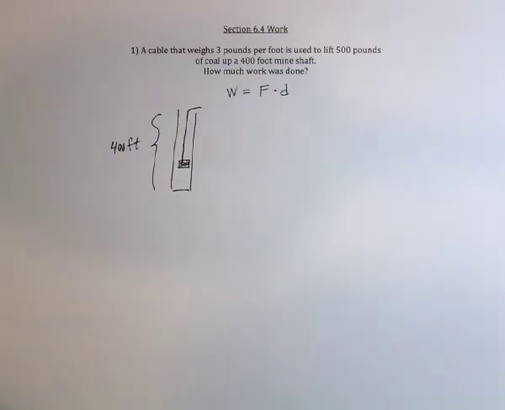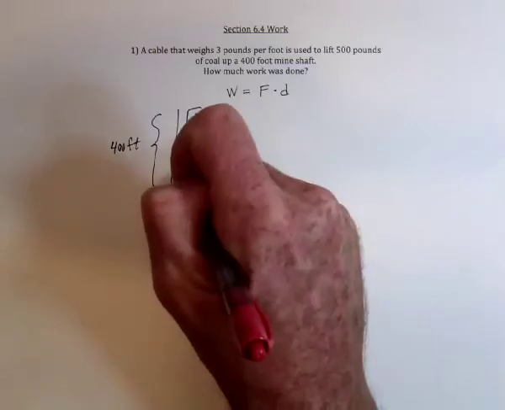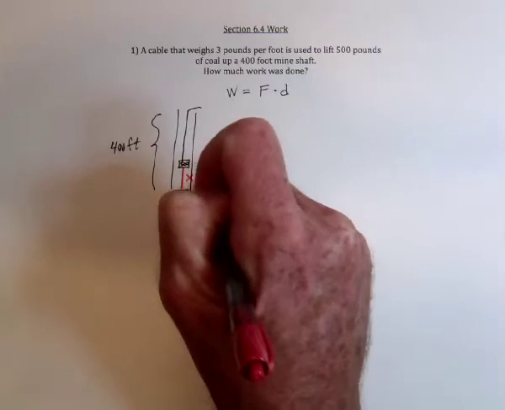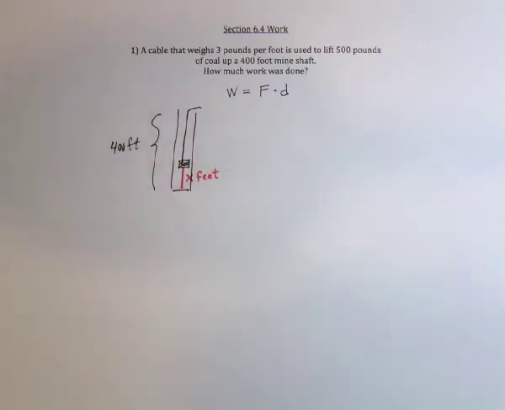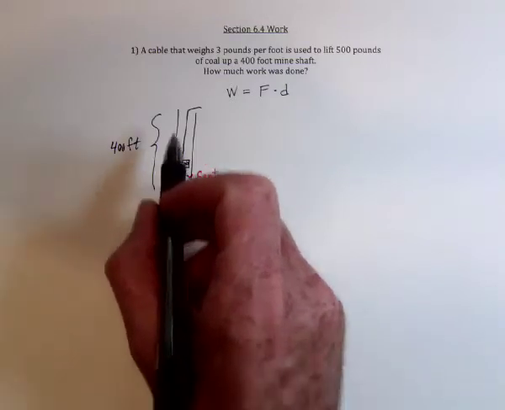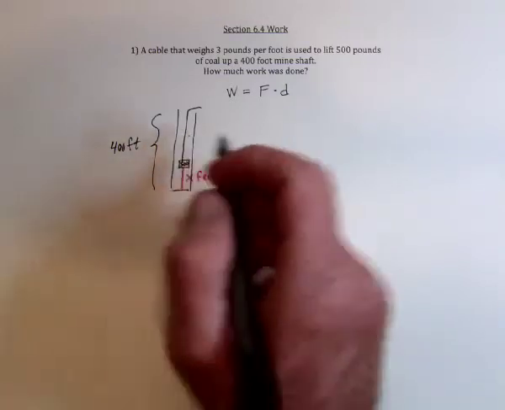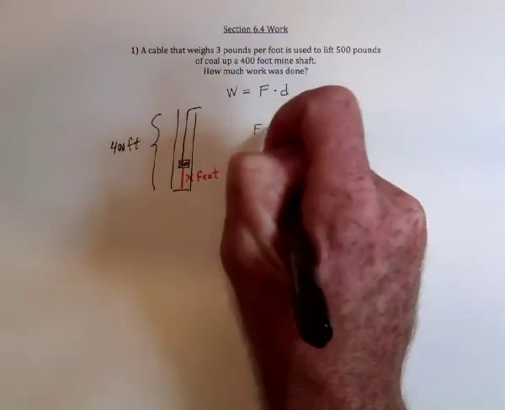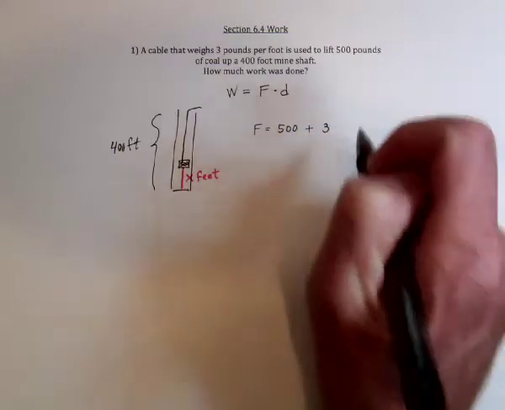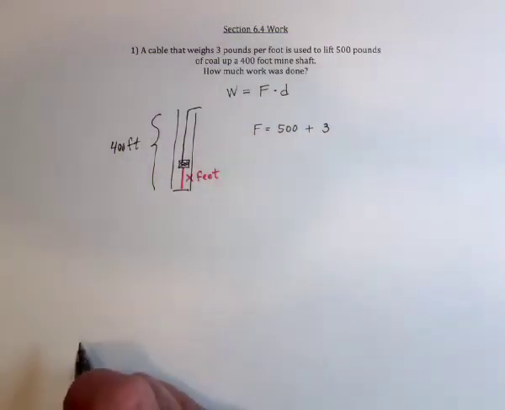So let's say that at some given time this thing has been lifted by x feet, where of course x is going to range from 0 at the beginning to 400 when it gets to the top. Well, then the amount of force is going to be the 500 pounds plus the weight of the cable. So the force is going to be 500 pounds always plus 3 pounds per foot, and then how many feet?